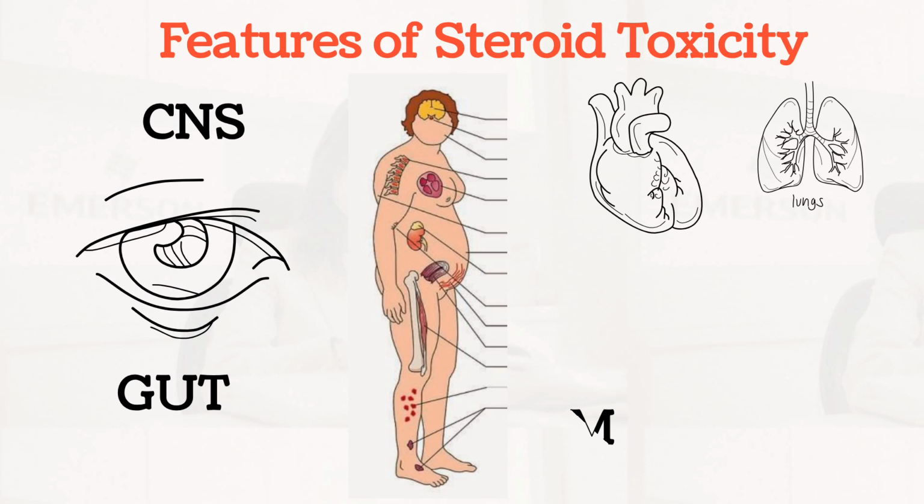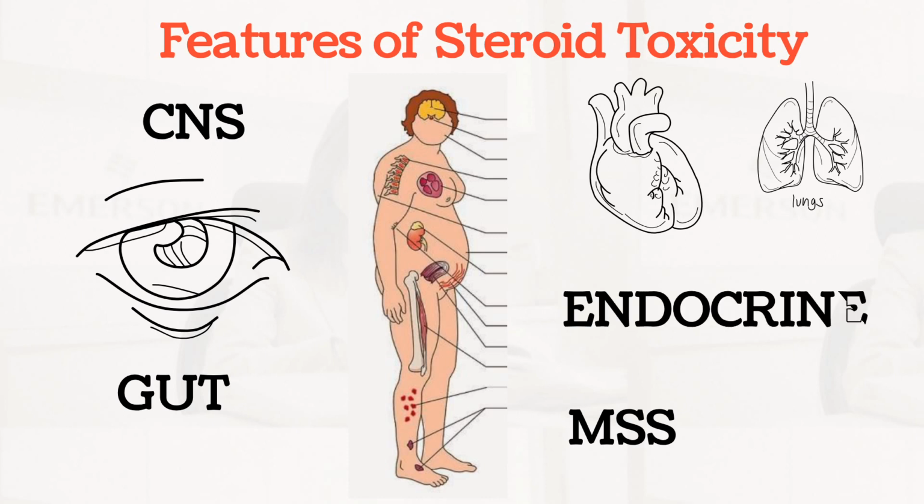Then on the MSS, we can have hair-related problems, where we have alopecia or hirsutism. Then on the skin, we can have acne, striae, thin skin and easy bruising, poor wound healing, moon face, buffalo hump. Then on the muscle, we can have proximal myopathy. Then on the bone, we can have osteoporosis and avascular necrosis. Then under the endocrine, we can have central obesity, DM, hypothalamic pituitary adrenal insufficiency, then of course infections as a complication. So those are some of the features of steroid toxicity.